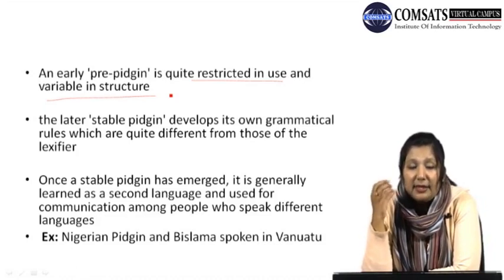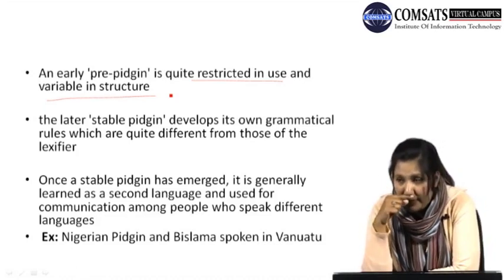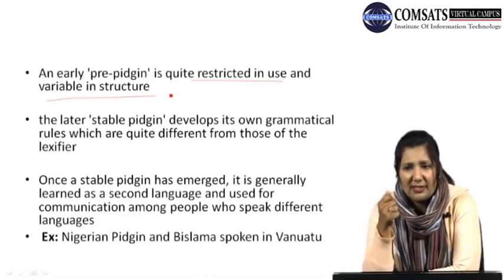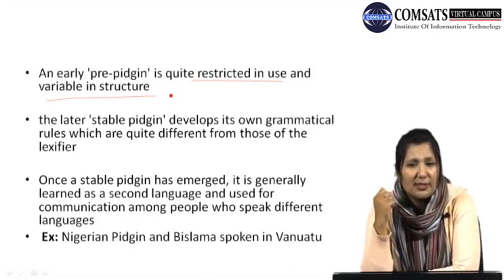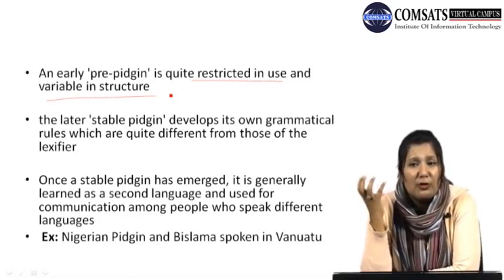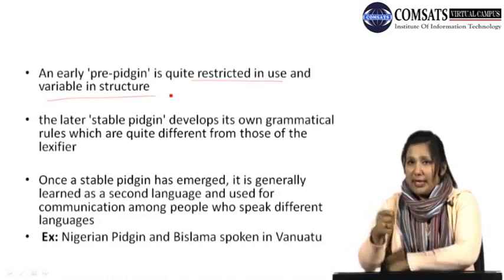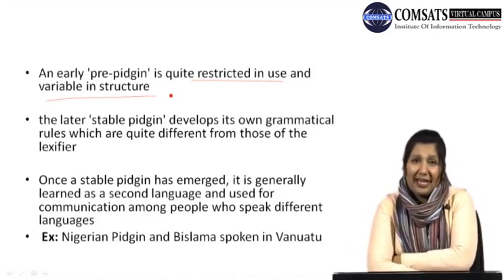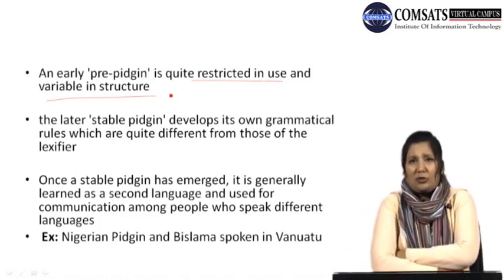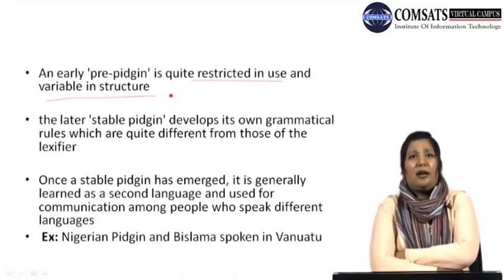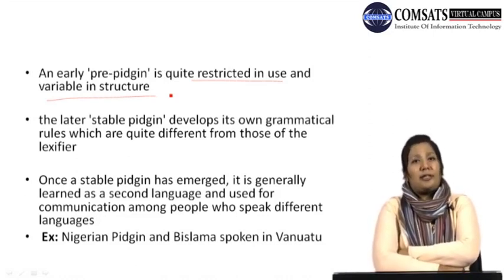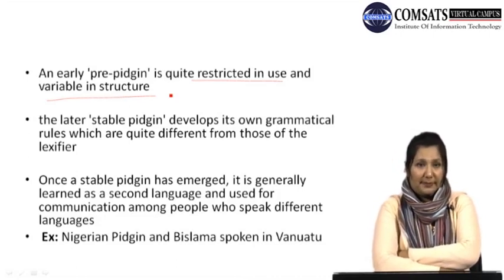Why will the structure be variable? Because it is just for the sake of conversation, just for the sake of communication, to fulfill a few needs so that people can interact with each other, and everybody is using it on their own. Everybody is learning it on their own. This is not a standardized variety. The structure is going to be variable.